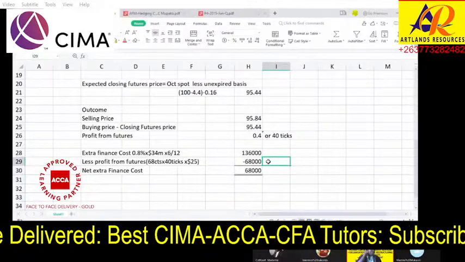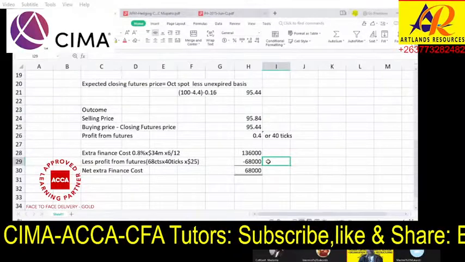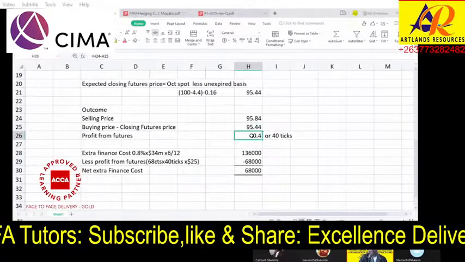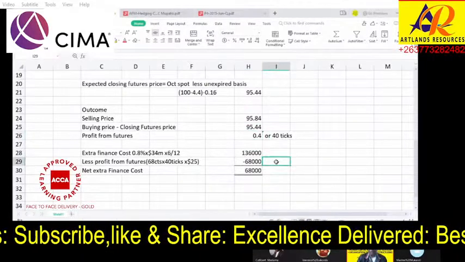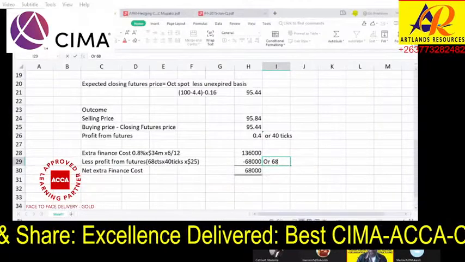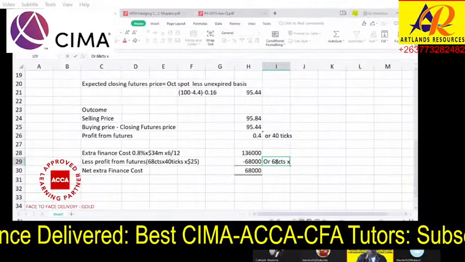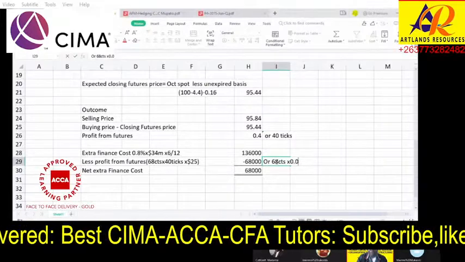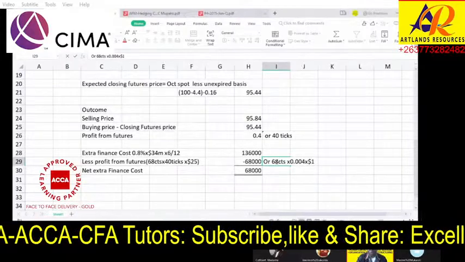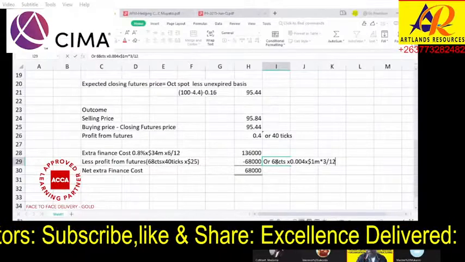Now this 68,000, in this particular question, we have calculated it using ticks. You can calculate it using the way you know it, that this one is percent. So you can simply say 68 contracts times, on each contract you gain how much? 0.4%. So it's 0.004 times, what is the contract size? 1 million, times the contract period 3/12.